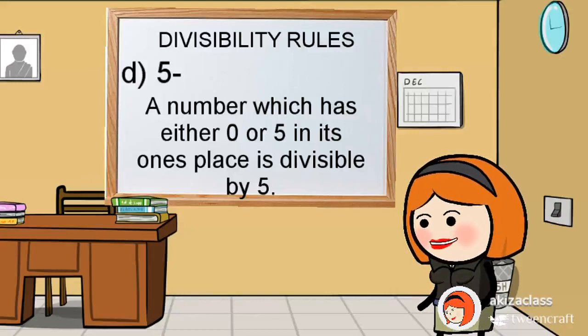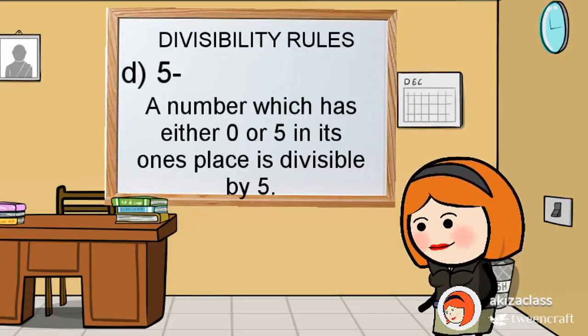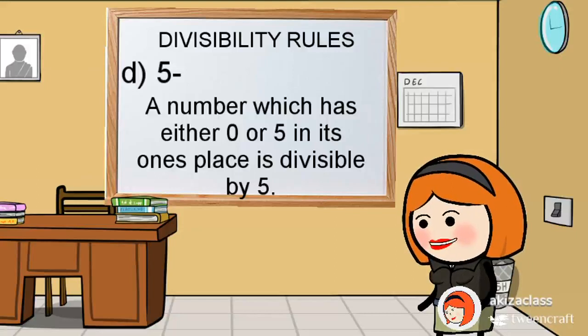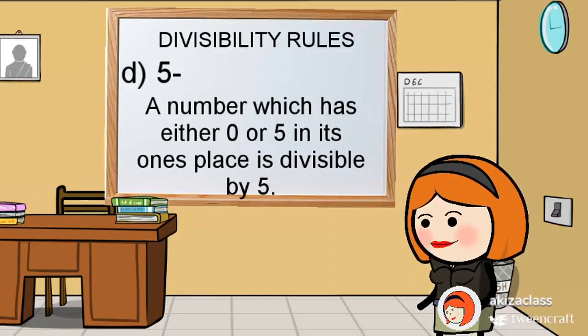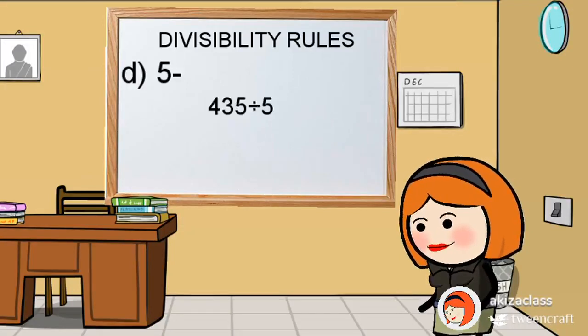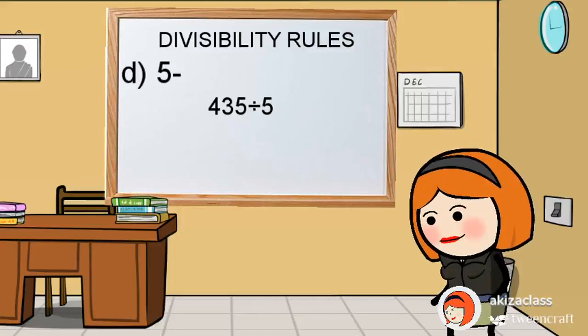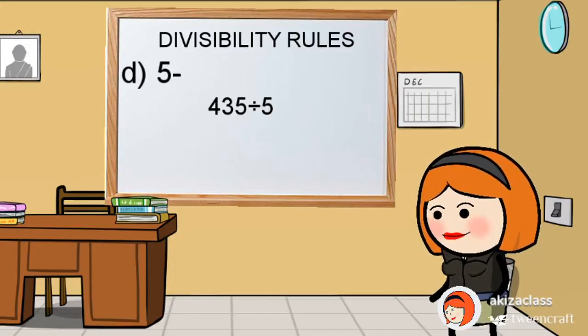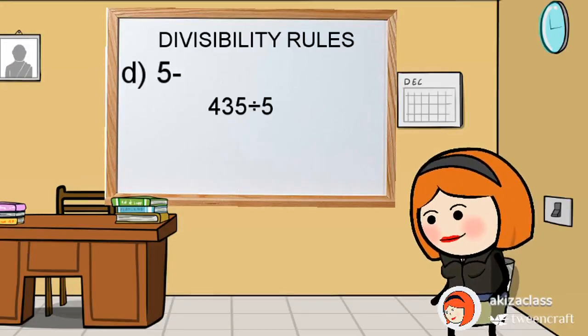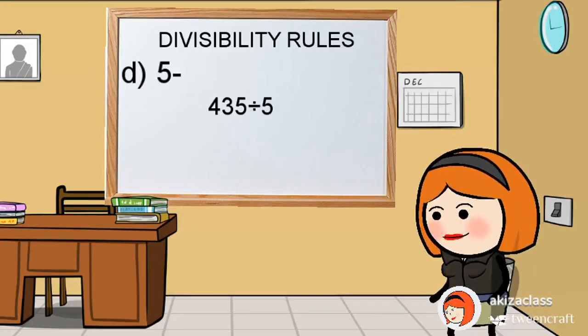Moving on to number 5. A number which has either 0 or 5 in its ones place is divisible by 5. We have to check whether the last digit of the given number is 0 or 5. If it is 0 or 5, then that number is divisible by 5. Let's take an example. Number 435 is divisible by 5 or not. We are going to check the last number of 435. The last number is 5, so we can say that the whole number 435 is divisible by 5.